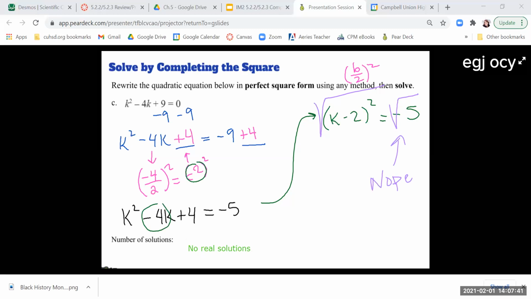So if you end up rewriting it in perfect square form and the right-hand side is a negative, you can stop right there at this point. We will learn how to deal with this in a couple days, but right now, we don't know how to do that yet.